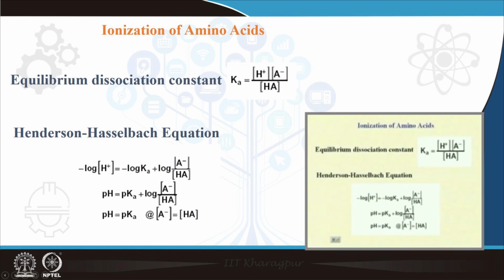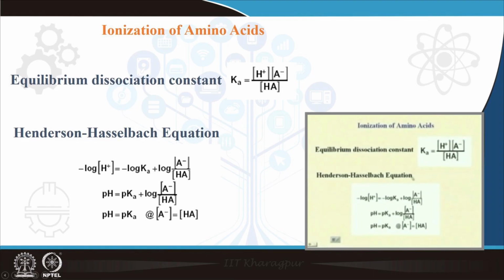If I consider the ionization of the amino acid, I have an equilibrium dissociation constant associated with it. This is true for all acids. What is the equation that we have here? We have HA dissociating into H plus and A minus. And what is the Ka associated with it? It is this equilibrium here, where I have H plus, A minus and HA, right?